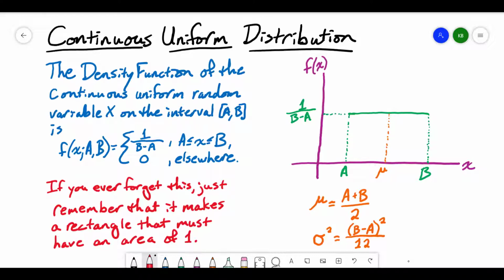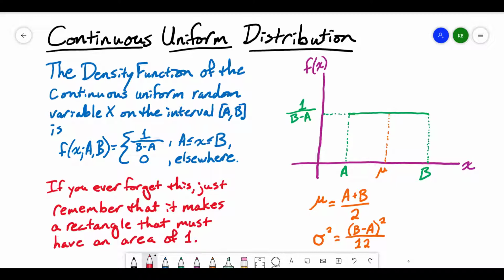So if you ever forget what the density function is, you can just remember that the uniform distribution stays the same for all of the values between a and b. So it makes a rectangle, and the area of that rectangle has to be 1. So then you know that the base of your rectangle is b minus a. And so you can figure out that the height must in fact be 1 over that in order for the entire area to equal 1.